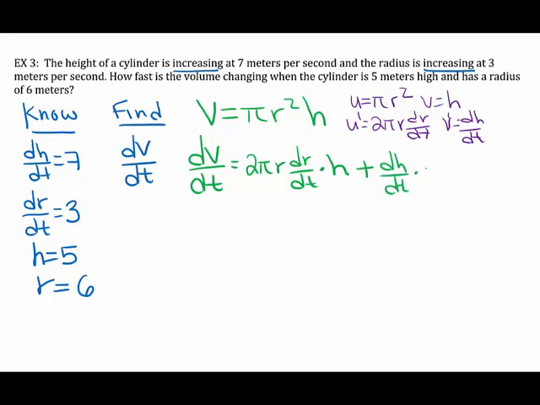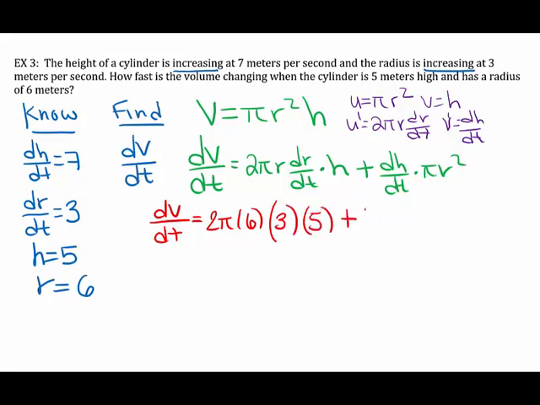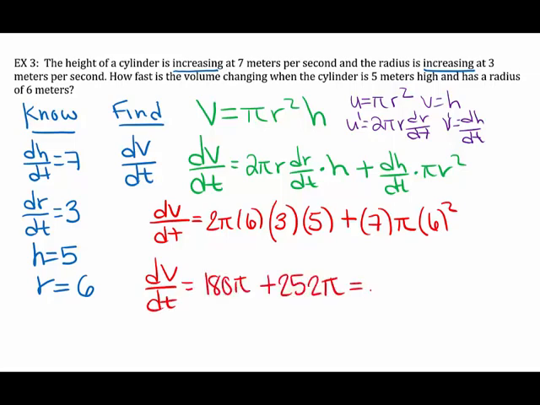Using my product rule, I take u prime times v, so 2 pi r dr/dt times h, plus v prime times u. And once I have the derivative, I'm going to plug in the numbers that I have listed on my paper. So I plug in 6 for r, 3 for dr/dt, 5 for h, 7 for dh/dt, 6 for r. And now I'm going to go through and do the math. I could just put this into my calculator. Let's see, I got 180 pi plus 252 pi. That's 432 pi.